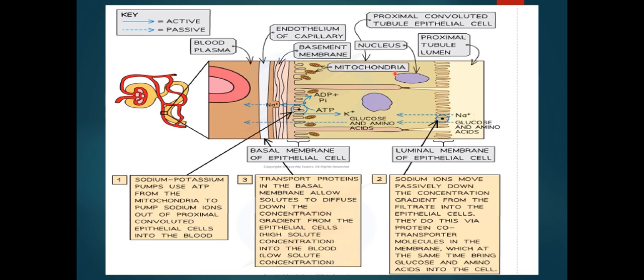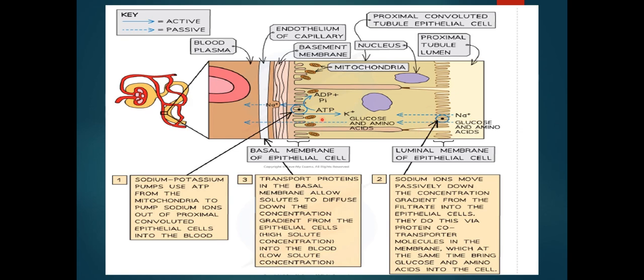And therefore, what happens is that the transport proteins on the basal membrane allow the solutes to diffuse down the concentration gradient from the epithelial cells, from high solute concentration, into the blood, which has low solute concentration. So now, first of all, sodium from the cells of the proximal convoluted tubule is transported by the sodium potassium pump into the vessel. When this is done, energy is required. So mitochondria are present, and they provide energy.